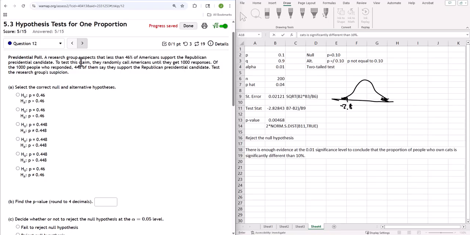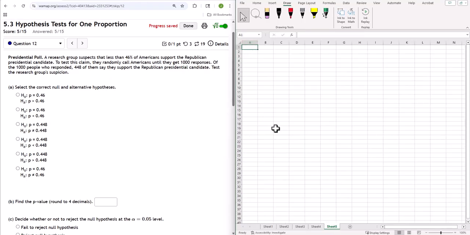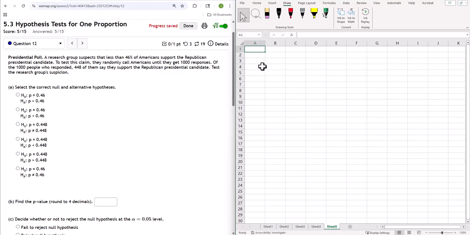Again, a presidential poll. Research suggests that less than 46% of Americans support the Republican presidential candidate. They claim... Well, we'll see how far we get on this. Maybe. So, P is 0.46. They get 1,000 responses. So we have 1,000 in.